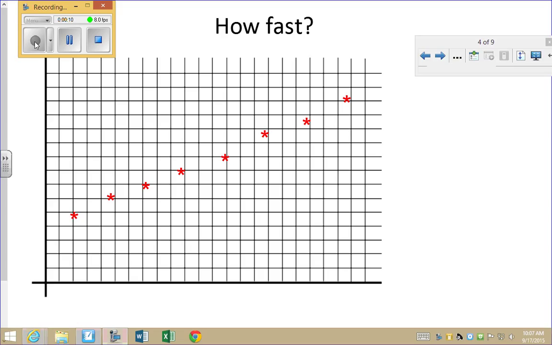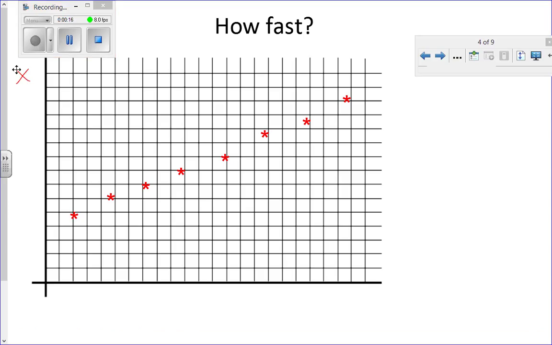How fast? Well, what my students have been talking about is position and time graphs. Specifically, we're going to talk about position in meters and time in seconds. And what we said was, we know that for this graph, slope is velocity.